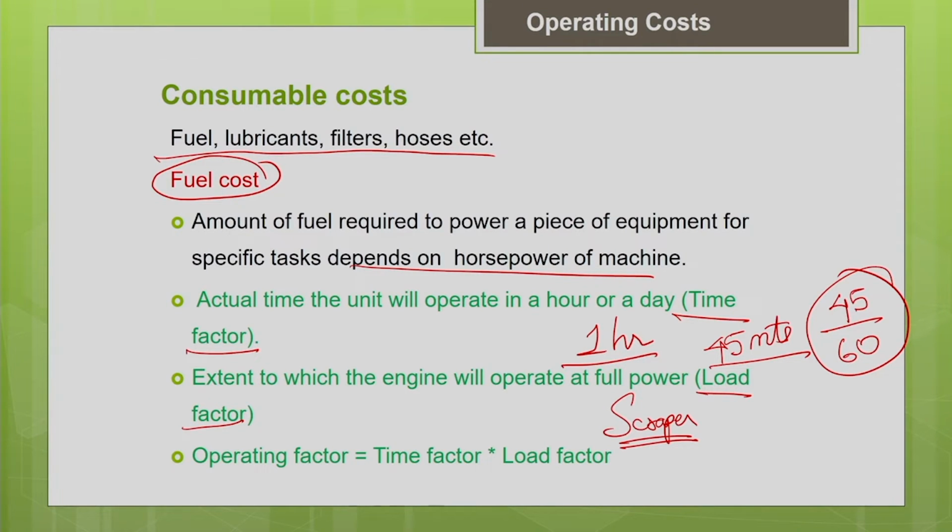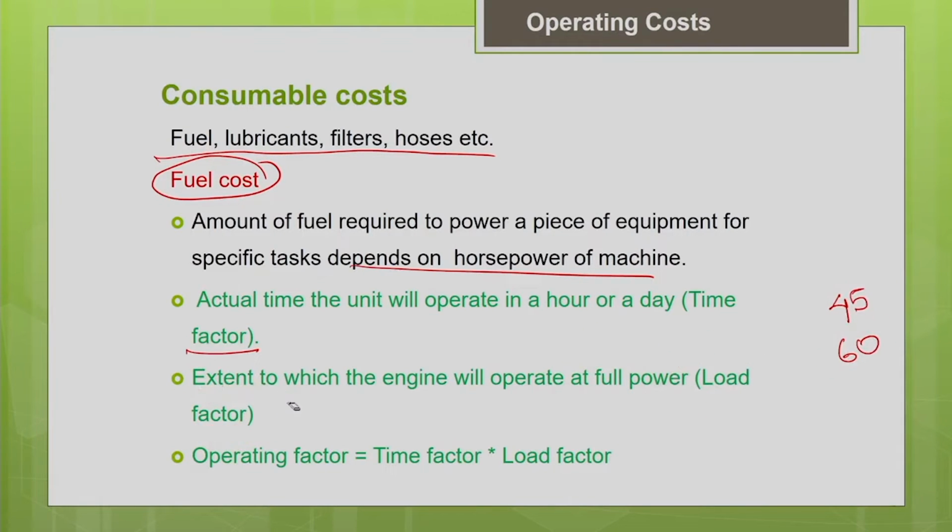So, for how much part of the production cycle it is operating at full power and how much time it is operating at average power, that we need to know, because accordingly your fuel consumption will vary. Similarly, we can consider different types of machines. That is the importance of load factor, because it is going to influence your fuel consumption. Based upon this time factor and load factor, you can calculate your operating factor. Your operating factor is nothing but your time factor multiplied by your load factor.